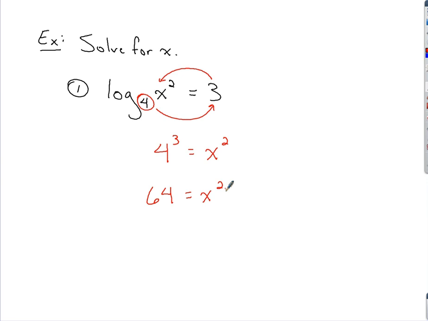At which point, if I'm solving for x, I take the square root of each side. When I take the square root of each side, I have to remember, since I'm solving, there's always that plus or minus aspect. So here it's going to be the square root of 64, plus or minus 8. That is what x could be. I could plug back into the equation to check. Everything should work out nice and clean.